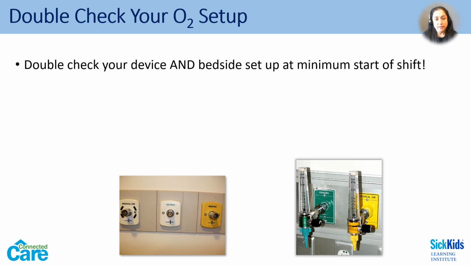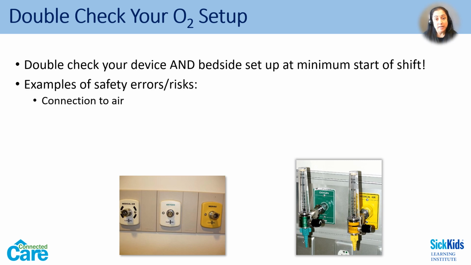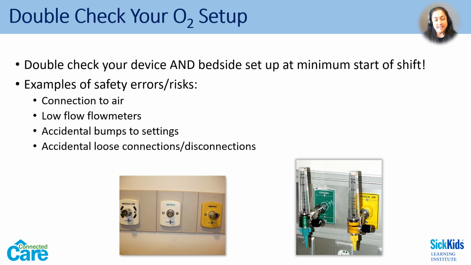Always double check your device and bedside setup at minimum start of shift. Examples of safety errors and risks can include accidental connection to air instead of oxygen. Some sites may not even have airflow meters. Having a low flow flow meter attached when it's not indicated, accidental bumps to settings, accidental loose connections or disconnections, and unavailable connections to the manual resuscitation bagging system.